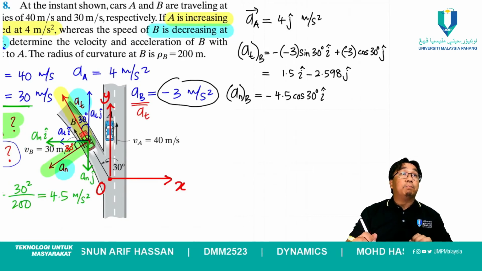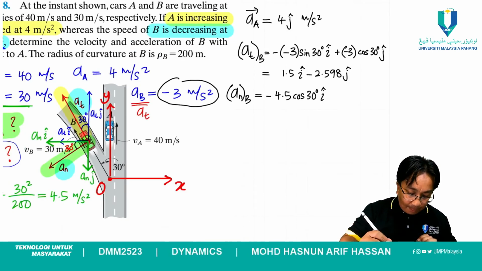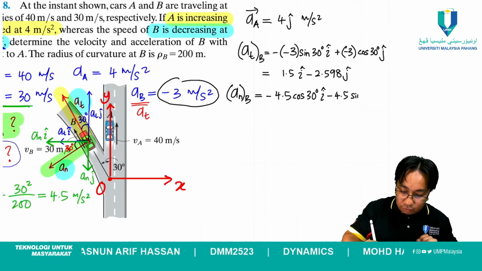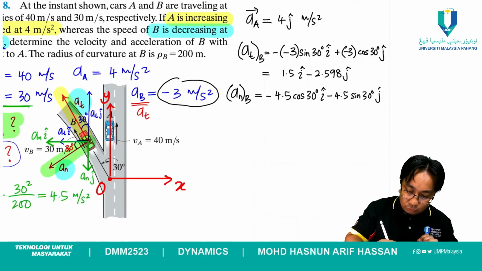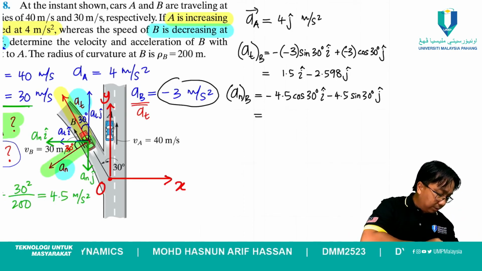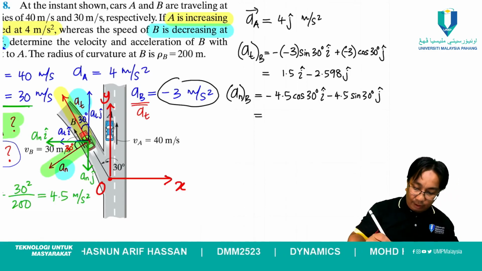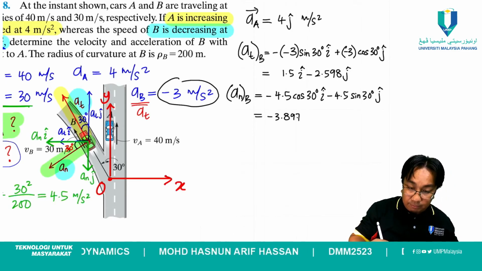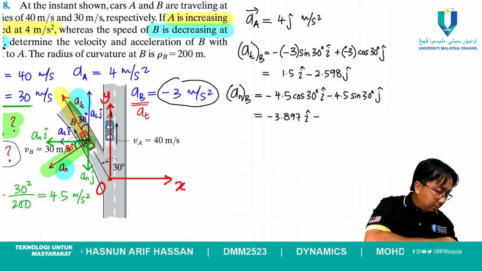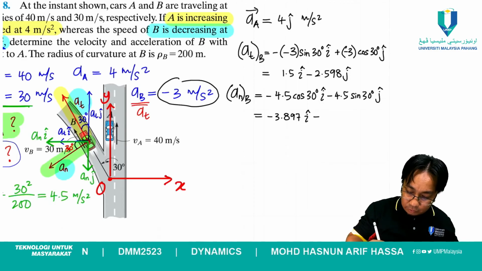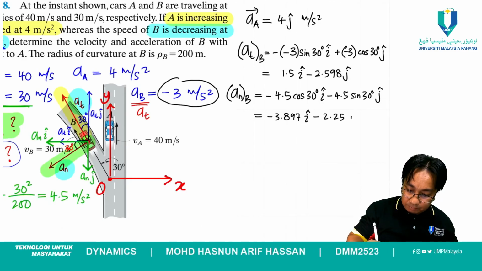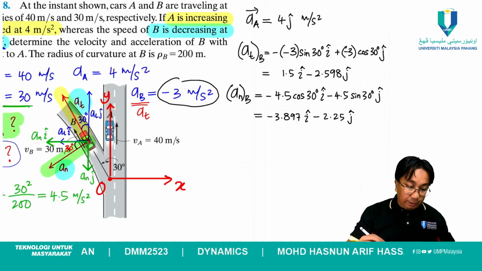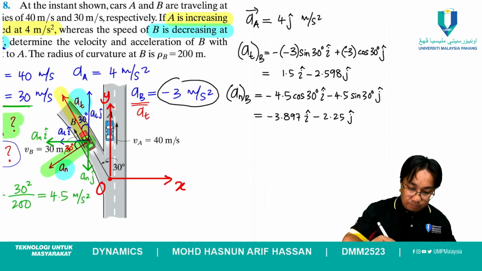So a_nB is minus 4.5 cos 30 degrees i, and then a_nj is another minus 4.5 sine of 30 degrees j. So you will have here minus 4.5 cos 30, which is minus 3.897 i, minus 4.5 sine of 30 degrees, which is minus 2.25 j. Okay, all right, so then a_B will be, let me change color.